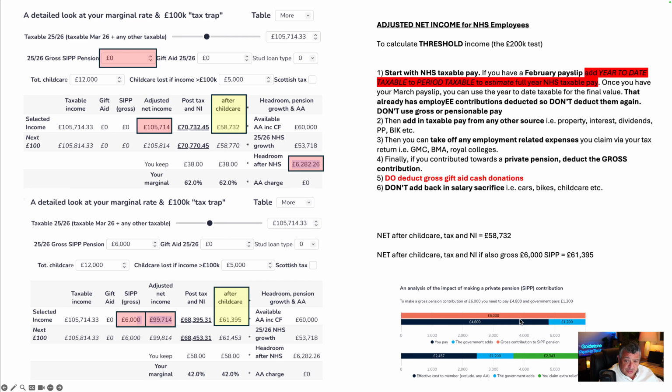And that 6,000 into a SIP means that you pay £4,800. The government automatically tops it up with £1,200, and because you're kind of in this magic zone with very high marginal rates, it means you can claim the extra relief, in this case 2,343. So that £6,000 of pension saving has actually only ended up costing you, after all of the reliefs, around 2,457. So again, a little bit of a no-brainer.